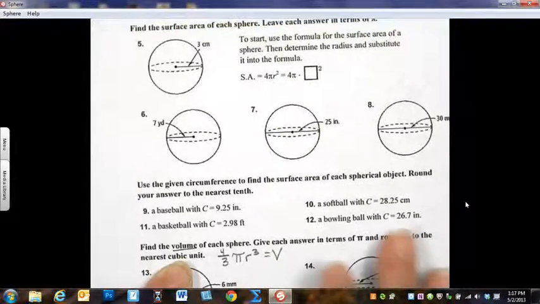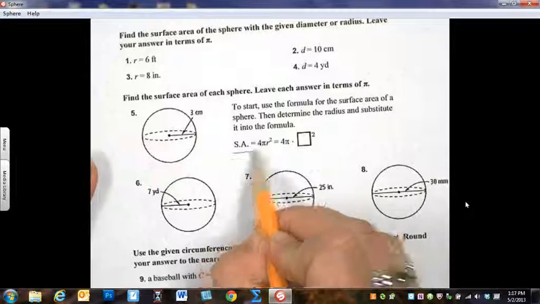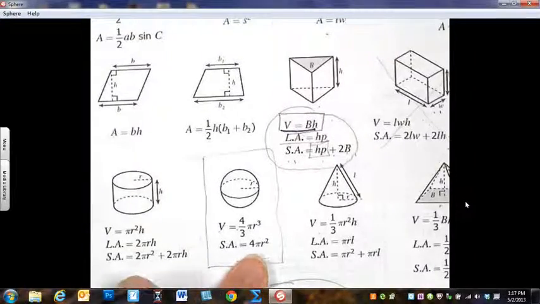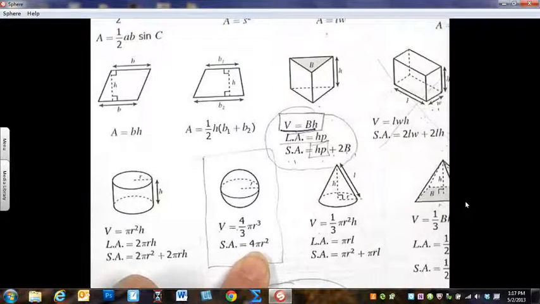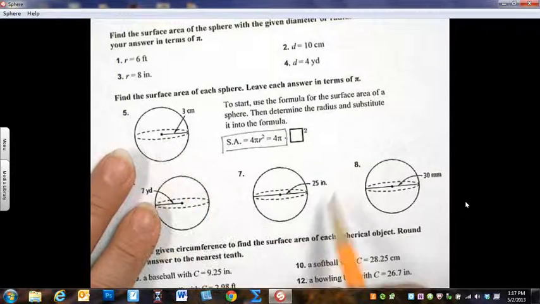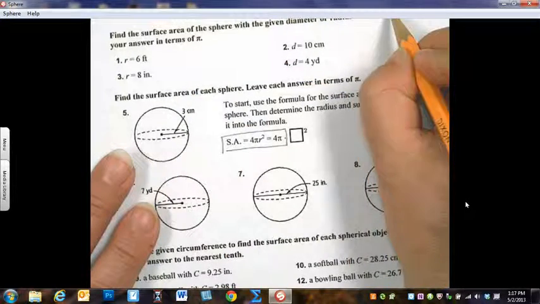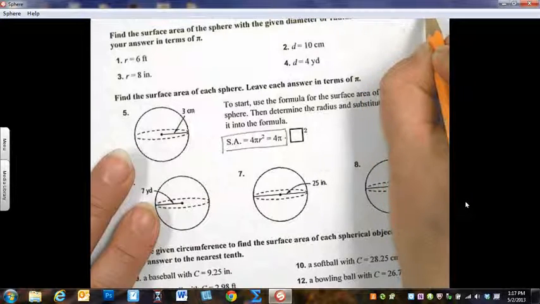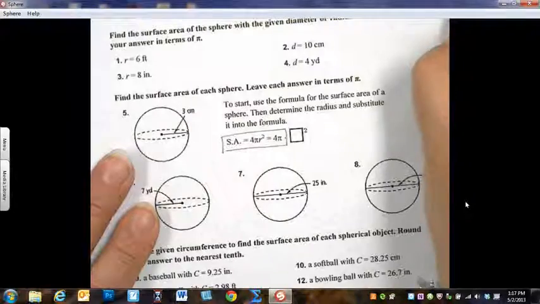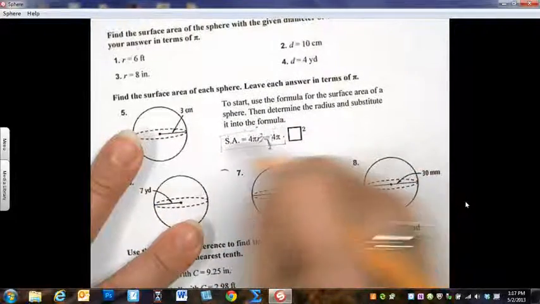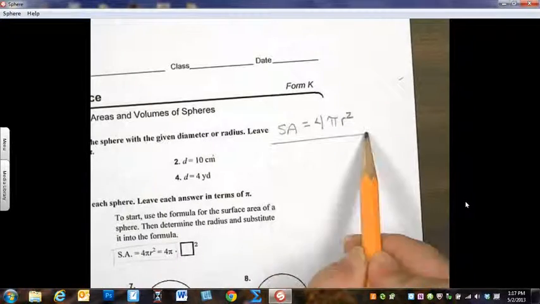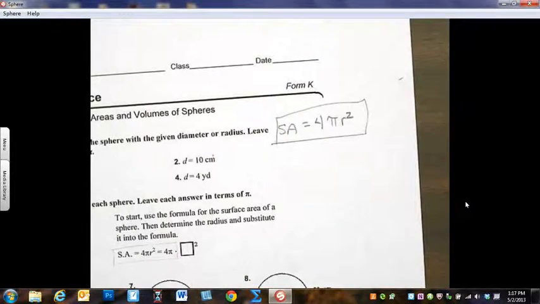Now up here you'll see that they've given you the surface area formula, 4 pi r squared. Now in this case they wanted to find something different, but to find the surface area it is 4 pi r squared. They're walking you through how to use the equation, and I didn't want to confuse you by doing that. So up here on the top I wrote the surface area formula for how to find the sphere.